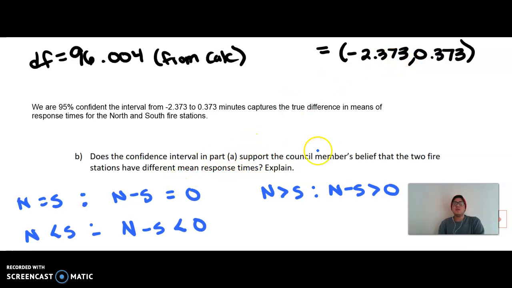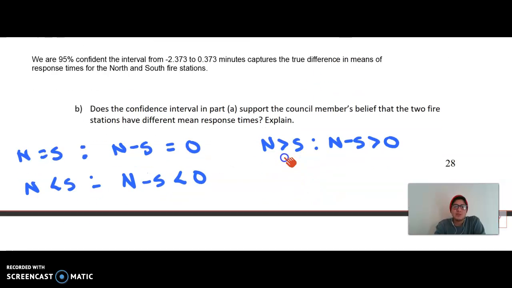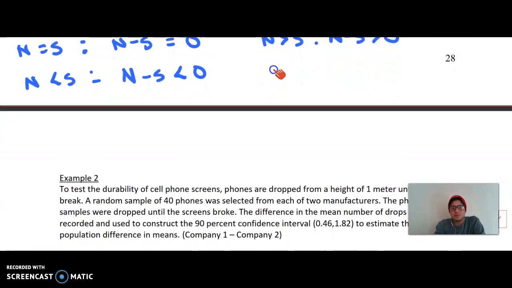So do we have evidence to support that there is a difference? Actually, we do not have evidence because 0 is included in the confidence interval here, and 0 can only be included if the two mean response times are equal. So again, make sure you answer the question, give context, and give your reason why. So for this question, it would sound something like, no, the 95% confidence interval does not support the council member's belief that the two fire stations have different mean response times, since 0 minutes is included within the confidence interval. So something along those lines will do.